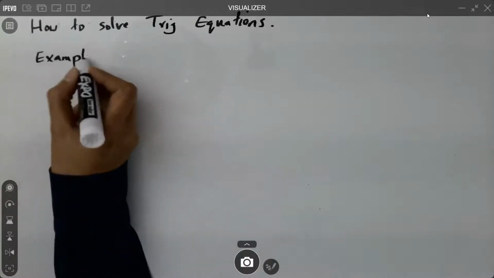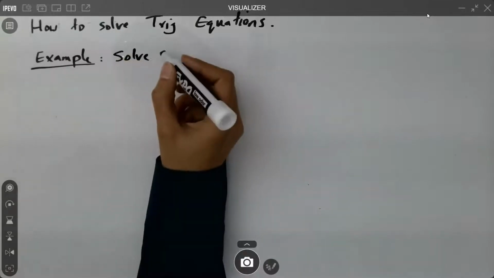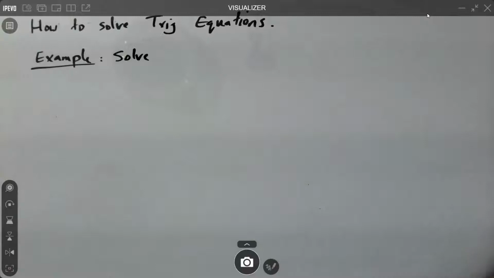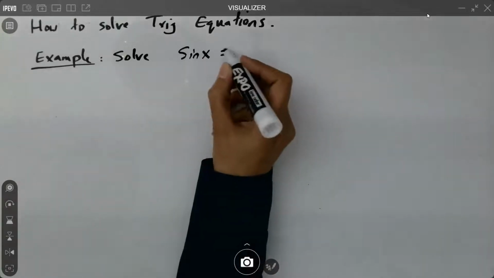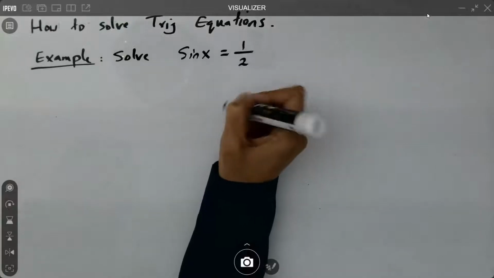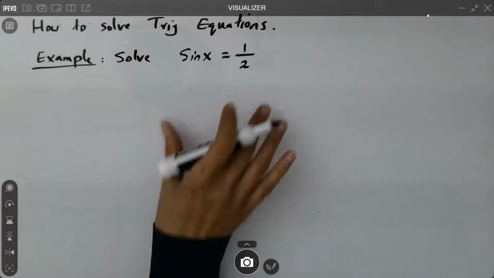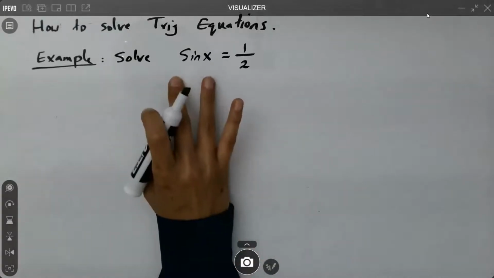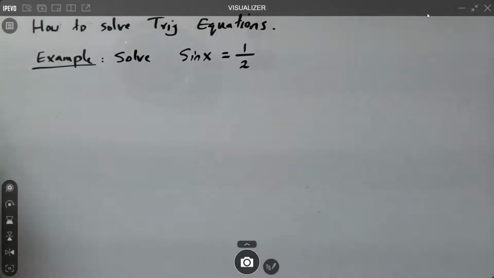suppose I ask you to solve the following equations. I ask you to solve sine x is equal to 1/2, a half. Well, what do I mean by that? On the left-hand side, I have a function. On the right-hand side, I set it equal to a constant value. Let us try to visualize this first.